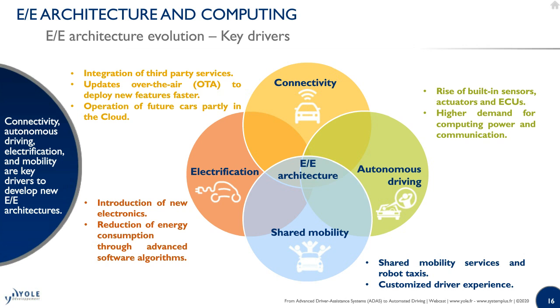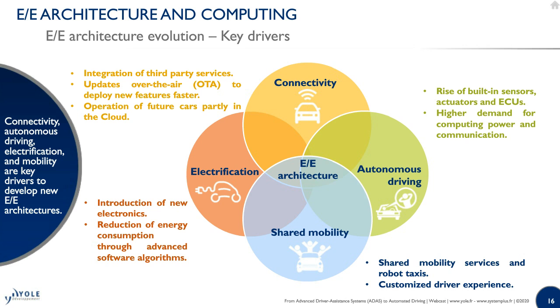And on the autonomous driving system side, as more and more sensors will be integrated, it will require a new architecture, and it will demand higher computing power and communication. And this will also be the same for shared mobility. And we see that the electronic architecture will be, let's say, an enabler for all these megatrends.